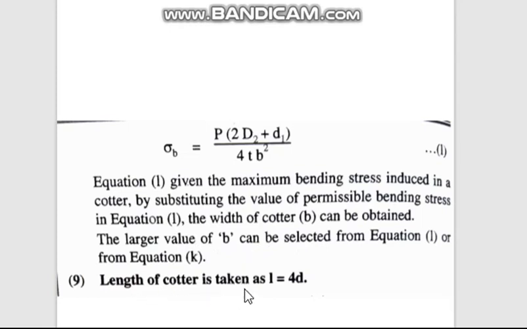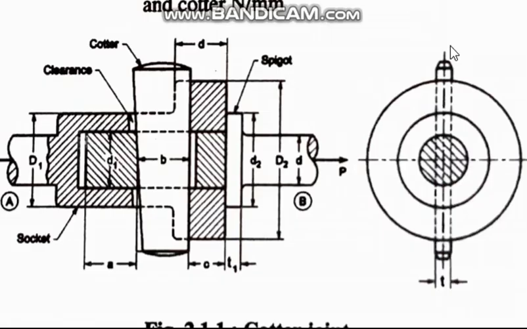Okay, finally, the length of the cotter L, this is arbitrary, from empirical relation, 4 times the diameter of the rod. We can take it. Okay, so that is how we have found out. We have designed this joint completely. What are the dimensions we have found out? First, we found out capital D, small d, then D1, then D2, then T1, and then this A.